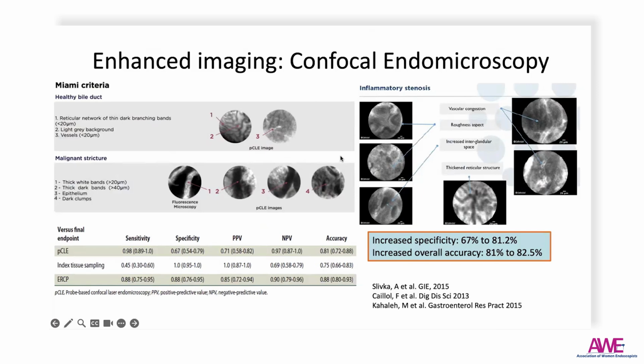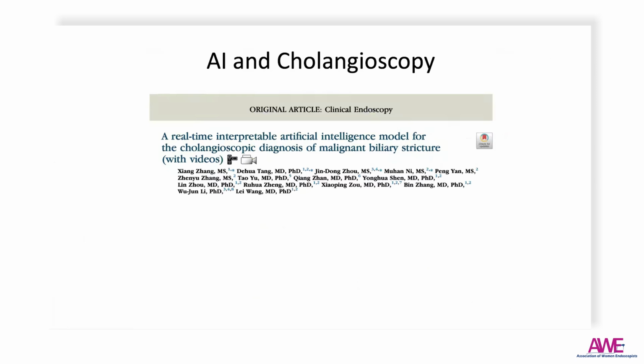Overall, the sensitivities are not bad, but specificities were kind of poor when we didn't differentiate features too much. That improved once we helped specify inflammatory versus benign versus malignant. So that leads us to AI, and its role currently in cholangioscopy.